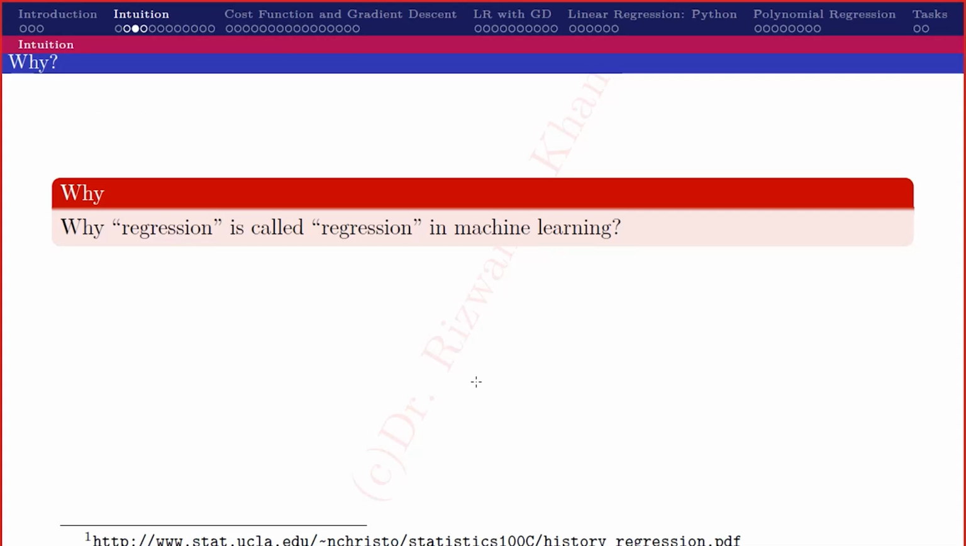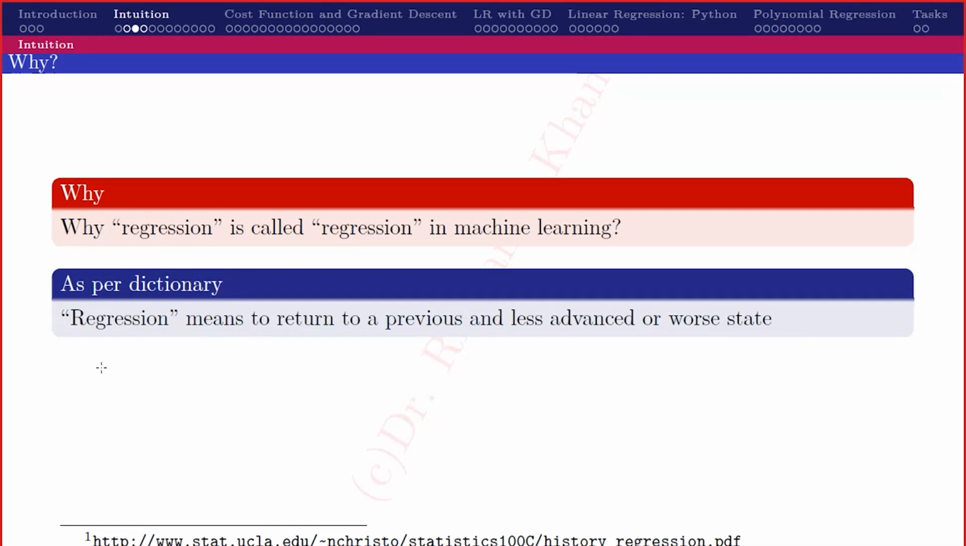Why is regression called regression in machine learning? This is a very interesting story, and you can read it in this paper. I have given you a link, but I will briefly discuss why regression is called regression. Regression, as per the dictionary, means to return to a previous and less advanced or worse state. So regression means to go back to its roots, to go back to a previous value.